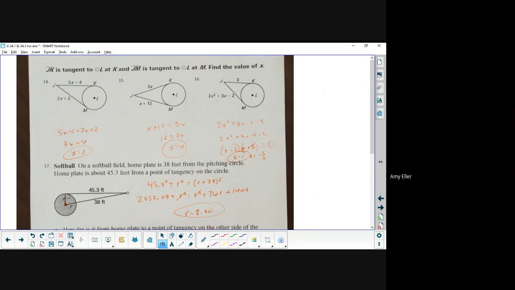16 is tricky. Same idea. You set them equal. But what happens with this one is you get an x squared that does not go away. If that happens, you have to factor. You'll get 1 for an answer. We're not going to go over factoring today, but I can go over that with you individually if you want to review on that.